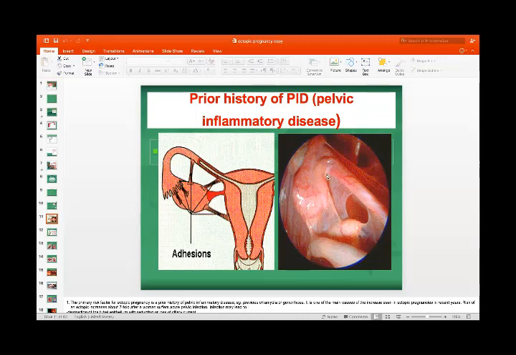So pelvic inflammatory disease leads to the formation of adhesions, and these adhesions cause distortion of the tubes. This you can see over here. This is uterus, cervix, fallopian tube, and this is ovary. So these are the adhesions. This, and this. These are the adhesions which restrict the mobility of the tube.